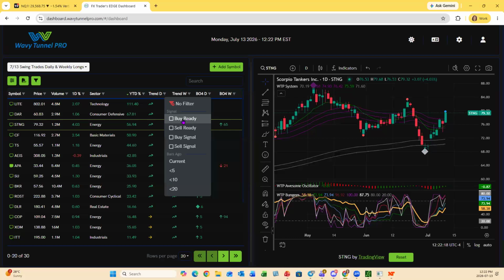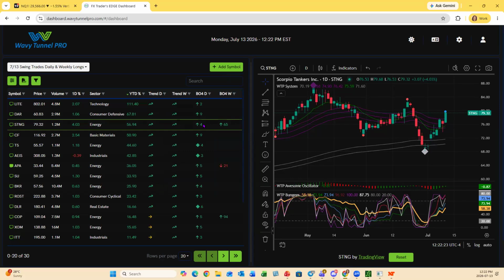On these scans, we are looking at buy ready and buy signal. The buy readies, sorry, the buy signals are up arrows. It means that we've closed above the 12 EMA here. The buy readies are the diamonds. It means that this is diamond 4. It means that we haven't crossed the filter yet, but we are 4 candles after the breakout. 4 ready.